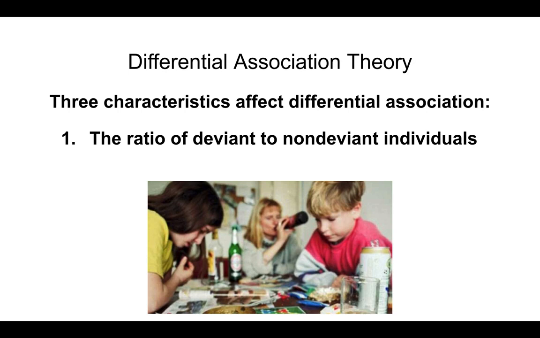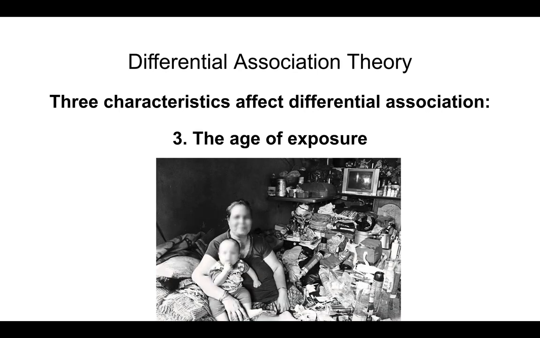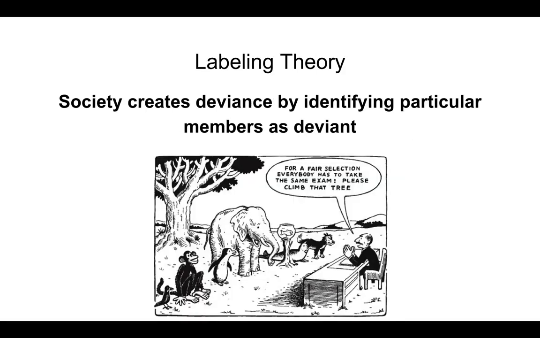There are three characteristics that affect differential association. The first one is the ratio of deviant to non-deviant individuals. If many or most of the people that are your significant others in your family, for example, are deviant, you are going to be more likely to be deviant. The second is the significance of the person acting deviantly. If it's your second cousin that's acting deviantly, it may not have as much impact on you as a parent or a sibling. And the third is the age of exposure. If you're exposed to deviance at an early age and often, you are more likely to engage in deviant behaviors.